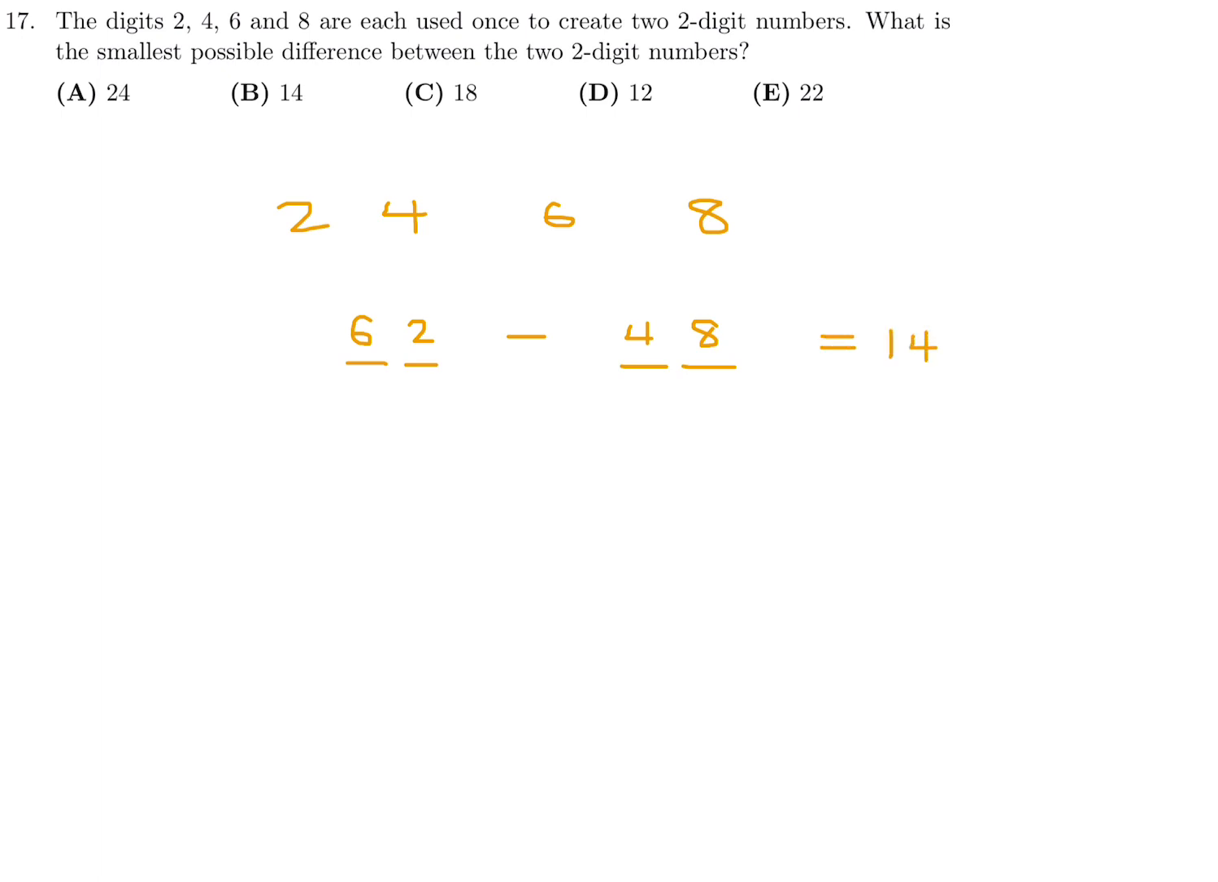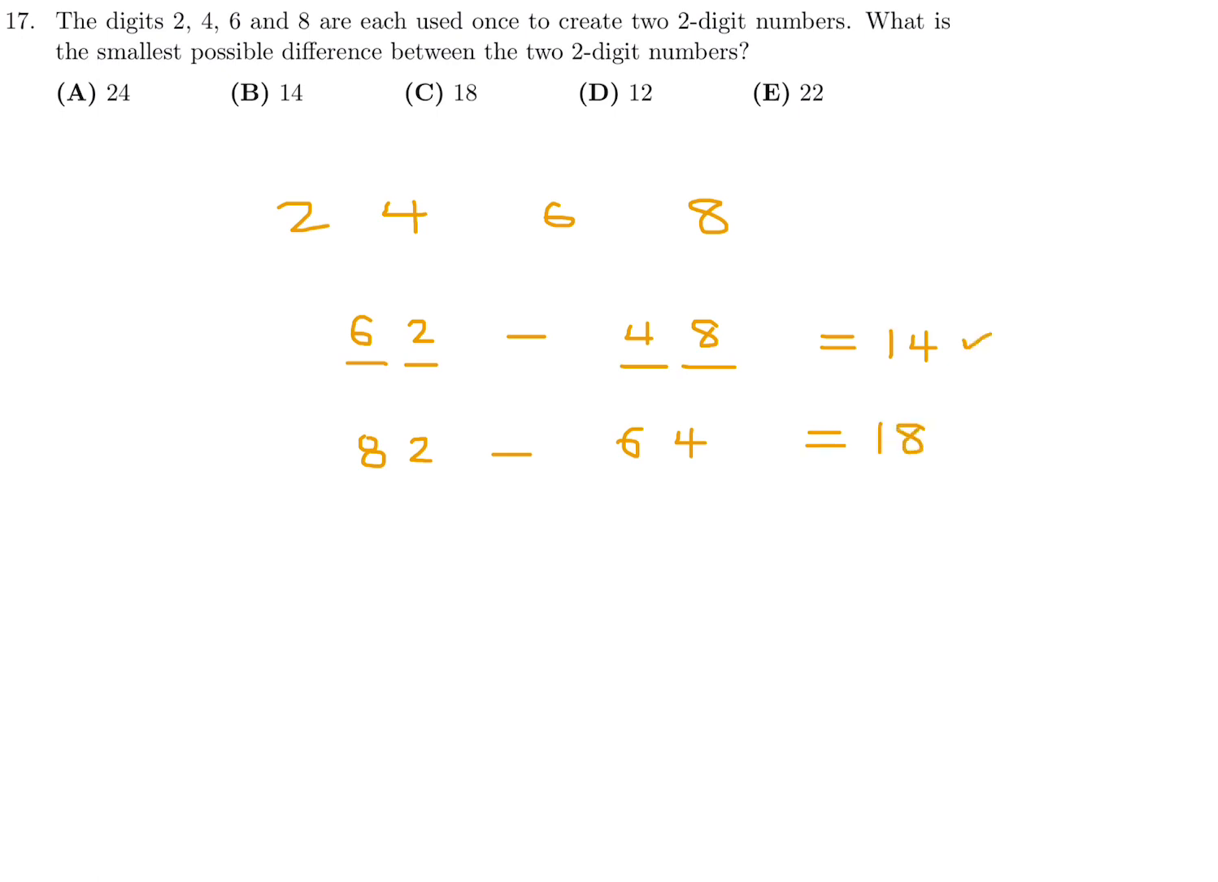Okay, 14 is one of the answer choices, but let's just make a couple more. I can choose 8 and 6. Those are also pretty close together. And I want to make this number as small as possible, and then this number will therefore be 4. 82 and 64 is another estimate. This one gives me a difference of 18.